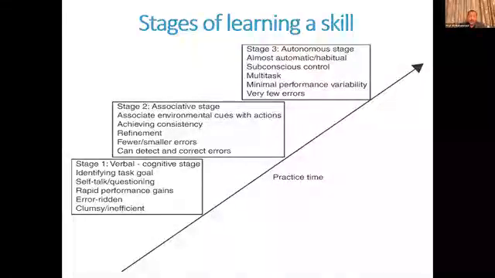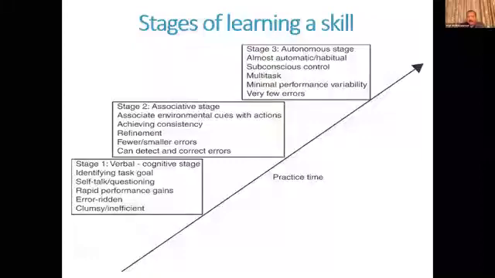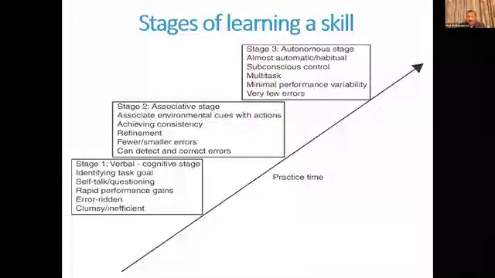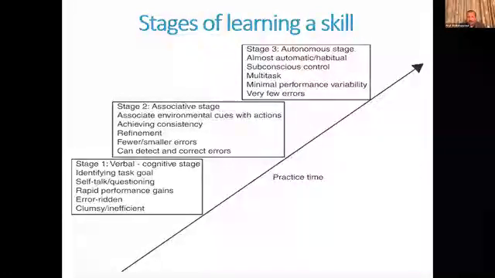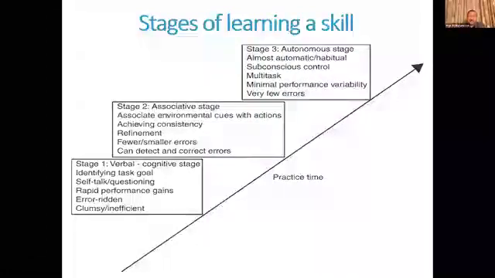Then we pass to stage 2, which is the intermediate stage. We can do the skill, but it is associated with fewer errors in comparison to stage 1, but still we are not very keen or not very sharp in doing this skill, because it needs refinement, which occurs in this stage. And then we go to stage 3, where the skill becomes autonomous.